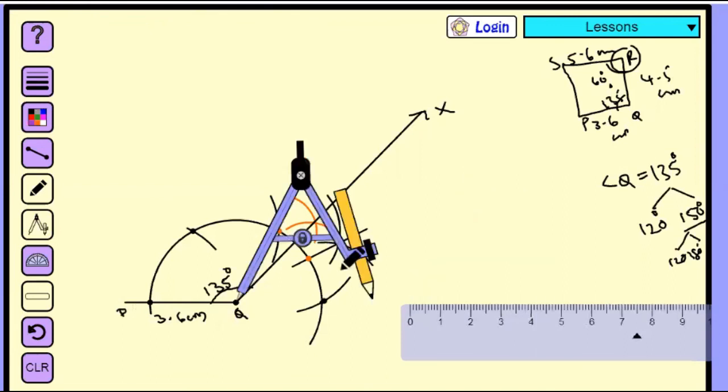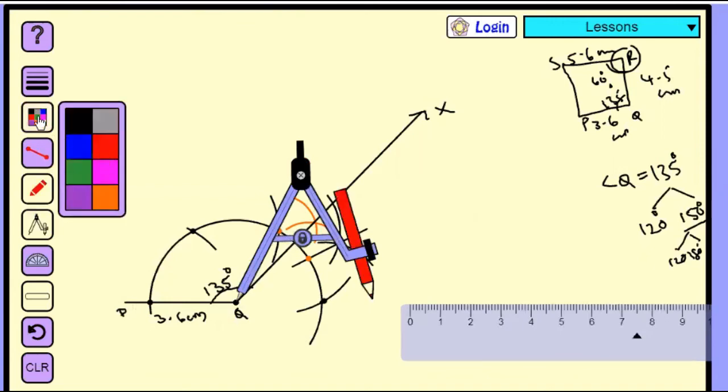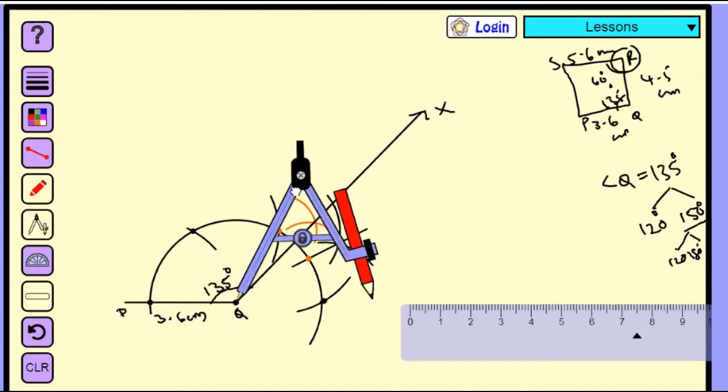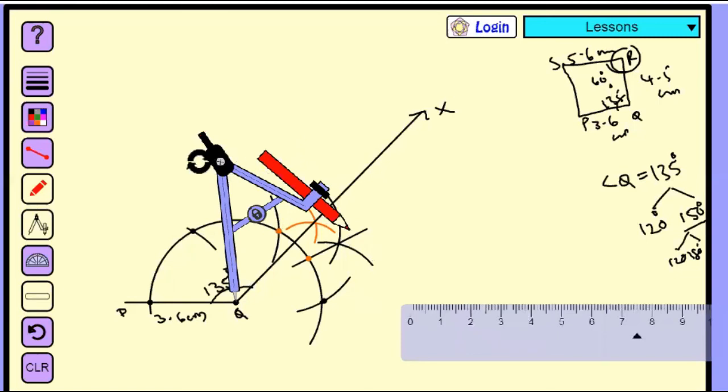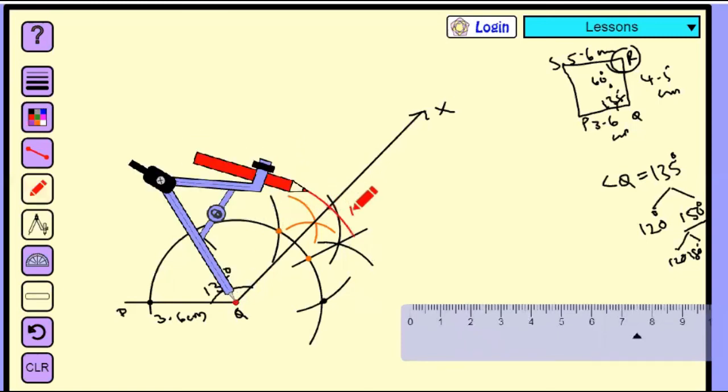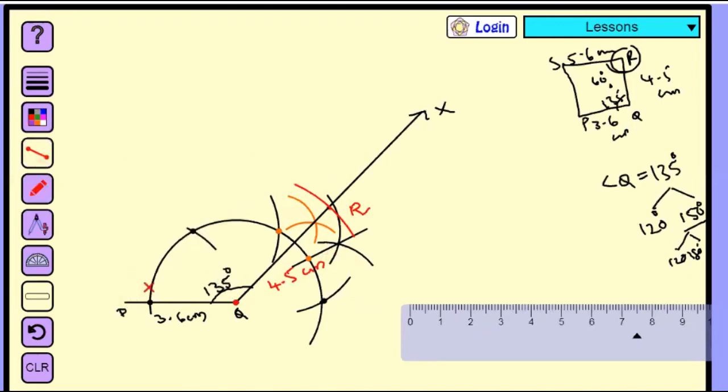Now with Q as center, draw an arc which cuts the previous ray at a point R. Now Q to R length is 4.5 centimeters. Now to complete the quadrilateral, join the PR with the dotted line. Now take the ruler and just draw the PR with the dotted line.